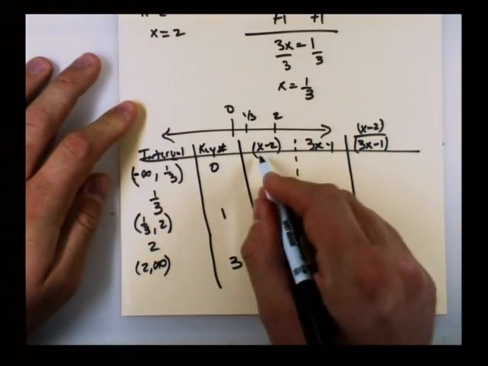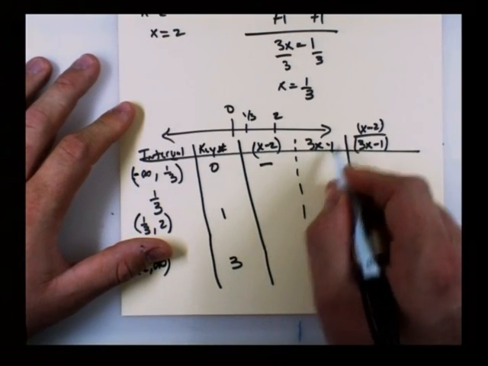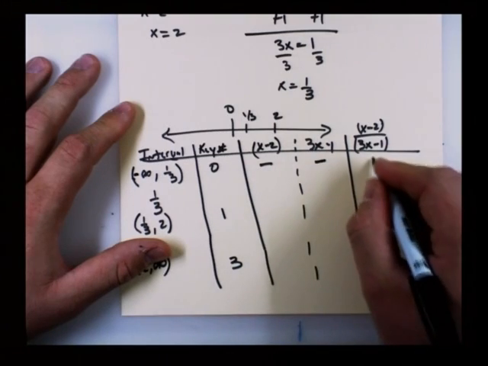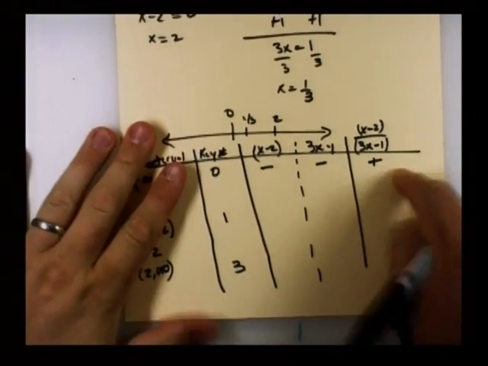So let's try it out. 0. 0 minus 2 is a negative. 3 times 0 is 0. 0 minus 1 is a negative. So negative divided by a negative gives us a positive. Is that part of our solution?